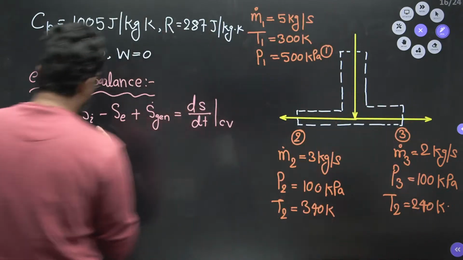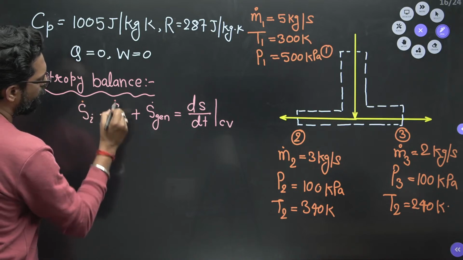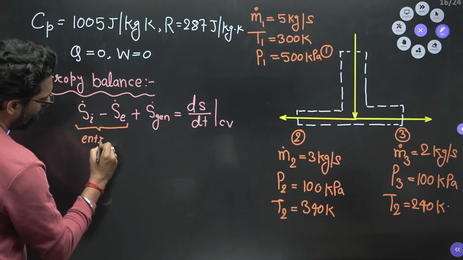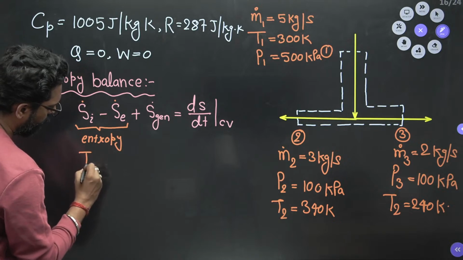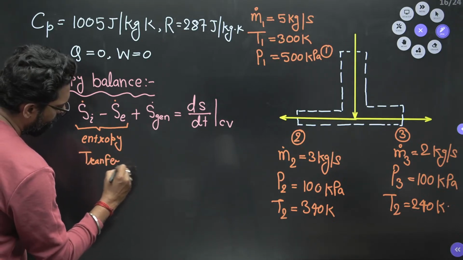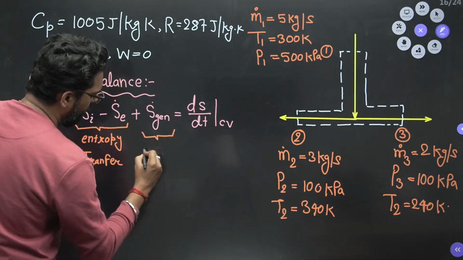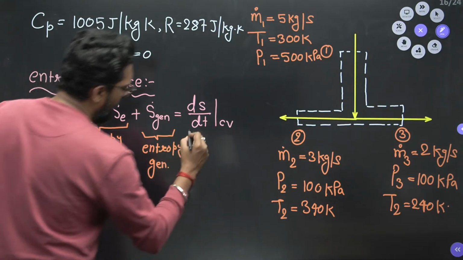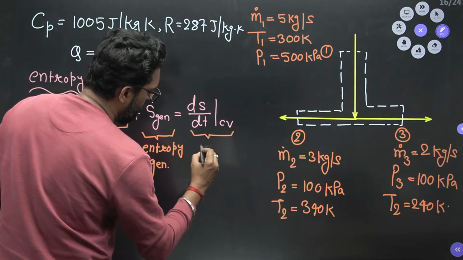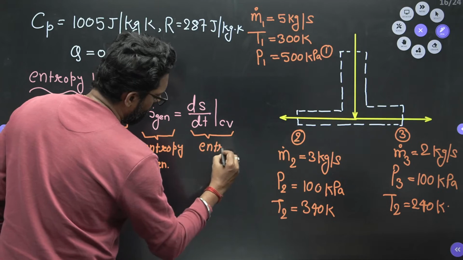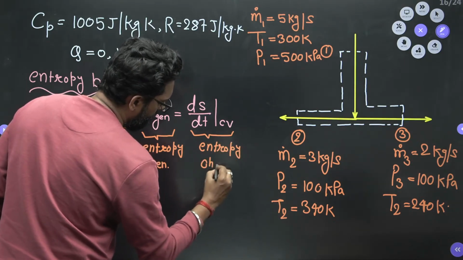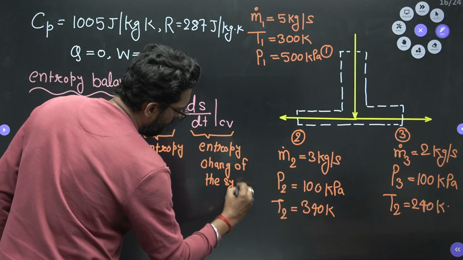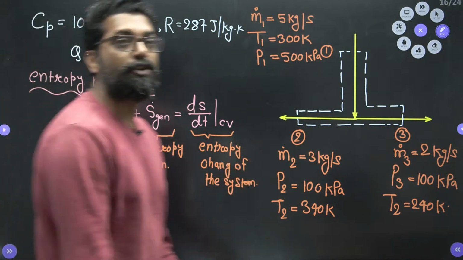This is your rate of entropy transfer. This is all on a rate basis. These are the entropy transfer, this is your entropy generation, and this is your entropy change of the system.